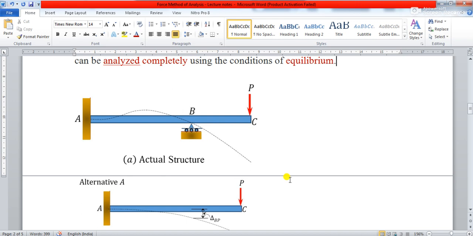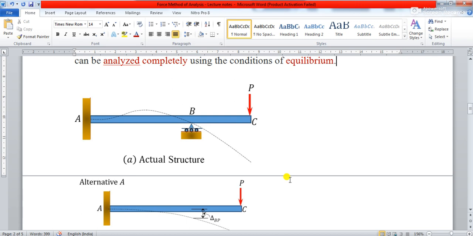Who have said 4, sir. 5? 4. Who have said 5? Can you tell me what are those 5 reactions? Okay. Who have said 4? Tell me what are those 4 reactions?